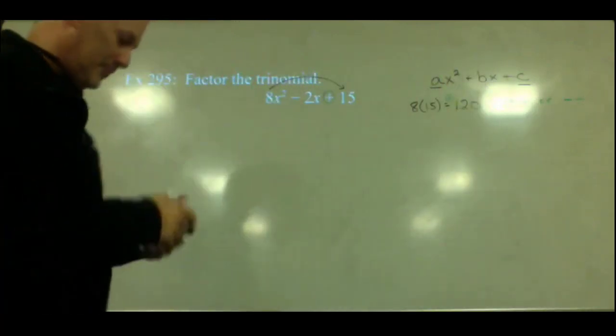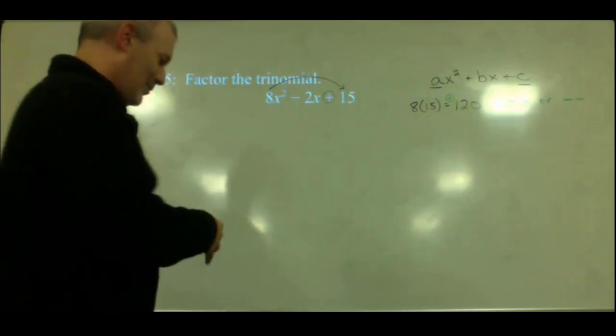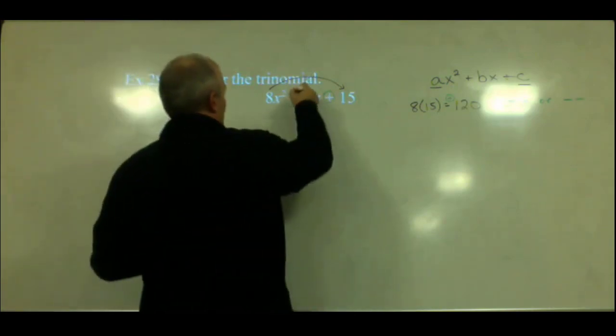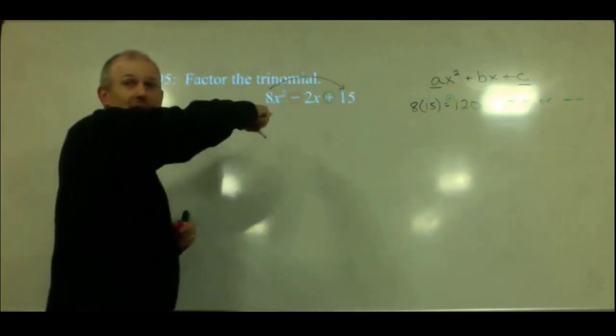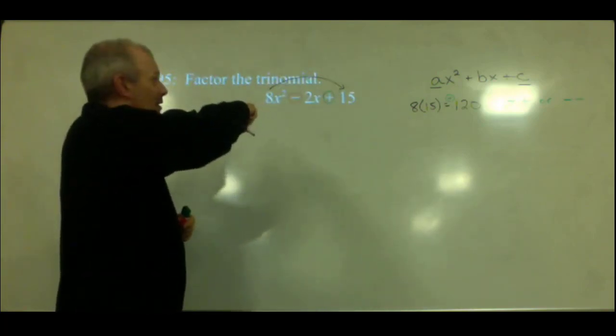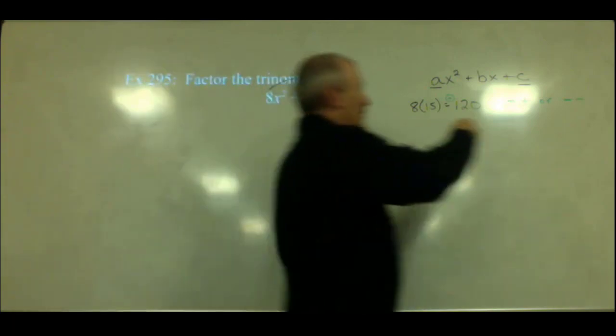Once we know that, we jump to the middle. What does this tell us? If we know the signs are the same, this tells us they're both negative.